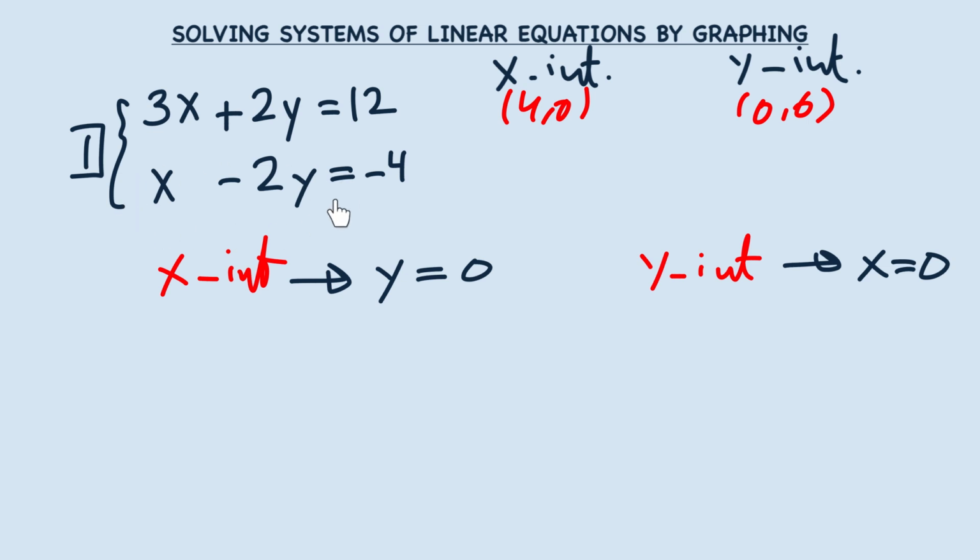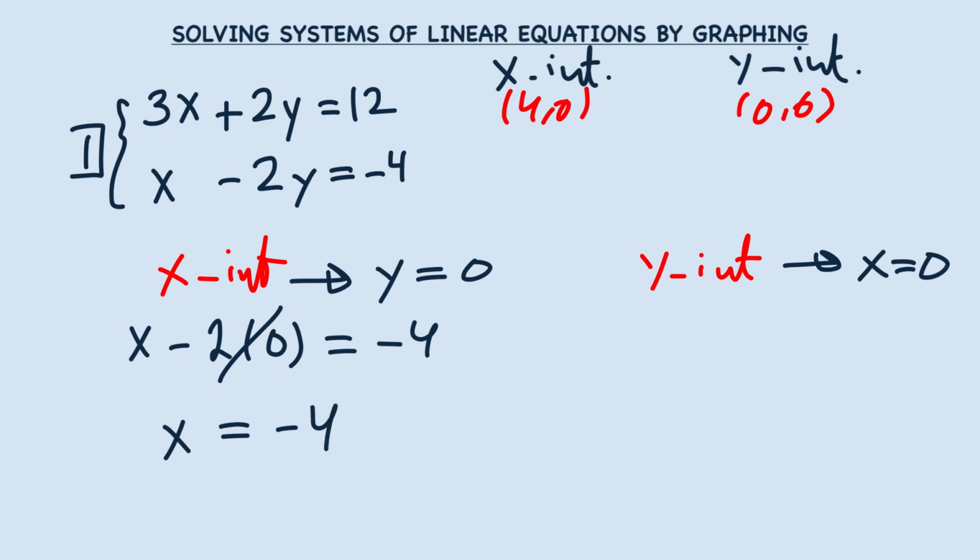Now we have to do the same steps for the second equation. So let's start with the x-intercept. So we have x minus 2, and now instead of writing y, I will write 0, equals minus 4. So this is 0, so x equals minus 4. So the x-intercept for the second equation is (-4, 0).